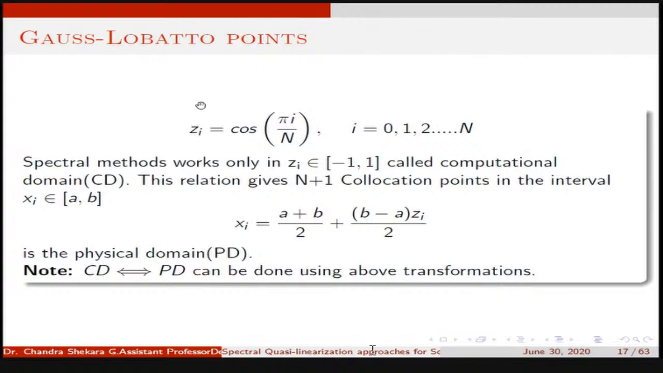Then, how to convert the Gauss-Lobatto points or collocation points from the physical domain to the computational domain or Chebyshev domain, and vice versa? We can use this linear transformation: x_i = (a+b)/2 + ((b-a)/2) z_i, where z_i is the collocation point given by Gauss-Lobatto. These two transformations we can use from the physical domain to the computational or Chebyshev domain, and from the Chebyshev domain to the physical domain. So while solving problems, you can use this switching.